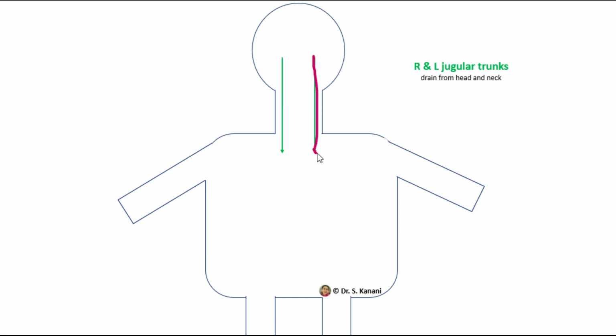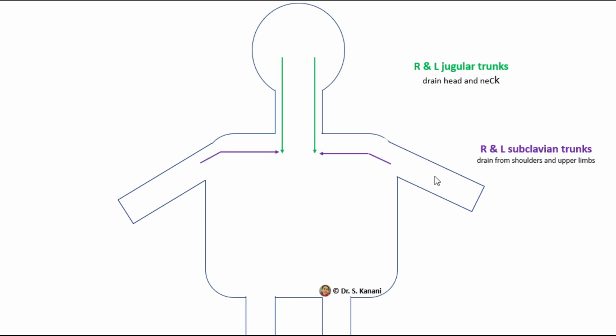These are the ones that collect lymph from head and neck. And as you see, they bring lymph toward the upper part of the thoracic region. We have 2 subclavian trunks. They collect lymph from upper limb and shoulder and bring lymph again to the upper part of the thoracic region.